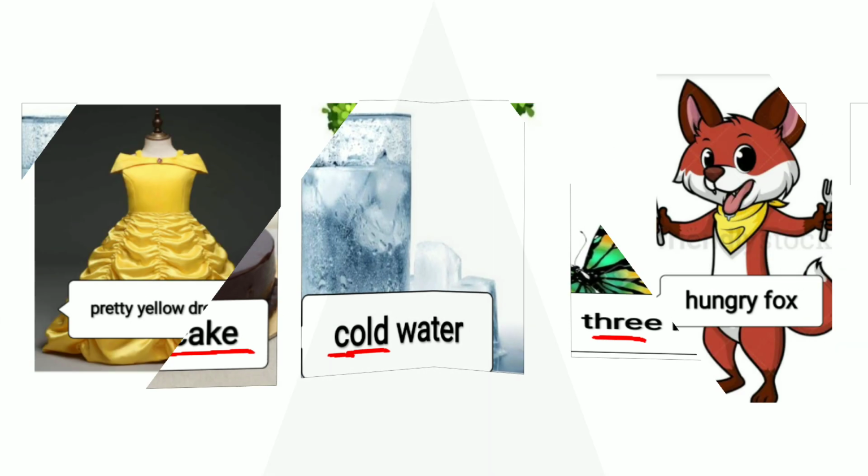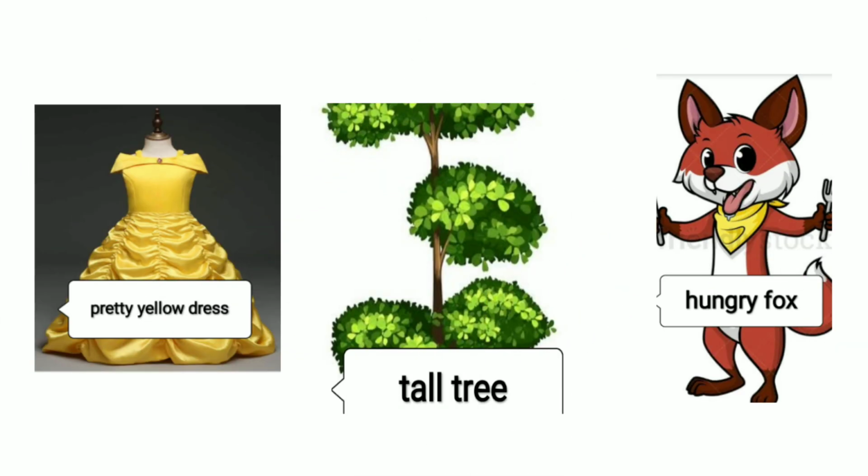Next, pretty yellow dress. Is it not pretty? Yes, the dress is the naming word. And how are we describing this dress? Pretty yellow. Here we have used two describing words, that is pretty and yellow.